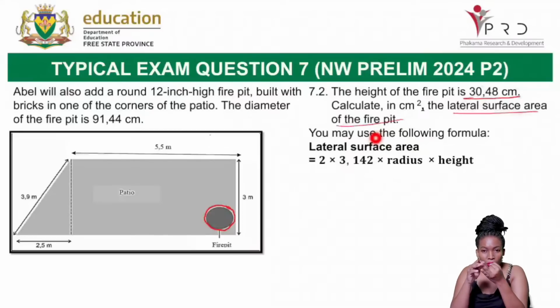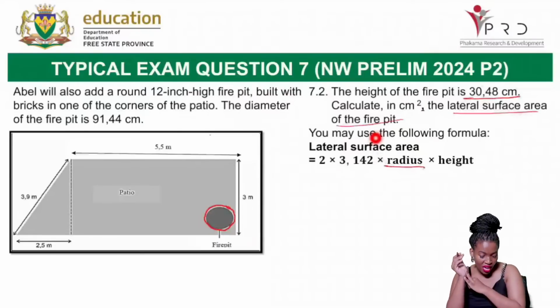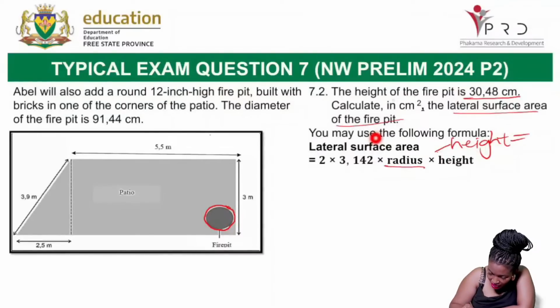You make all the units to be the same. And then number two, if you got the diameter, convert the diameter into a radius, because this formula wants you to work with the radius. So let us look at our height. Our height that is provided, it is how much it is. They said the height of the fire pit is 30.48 centimeters there.